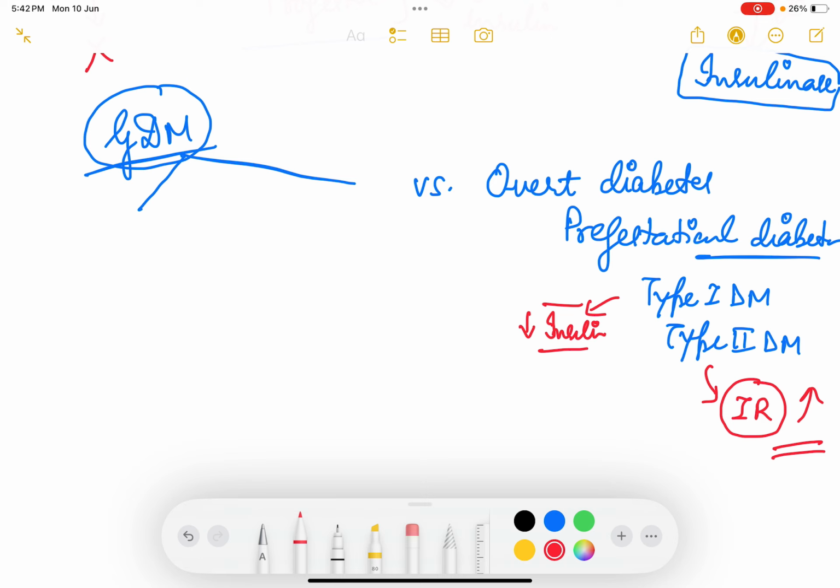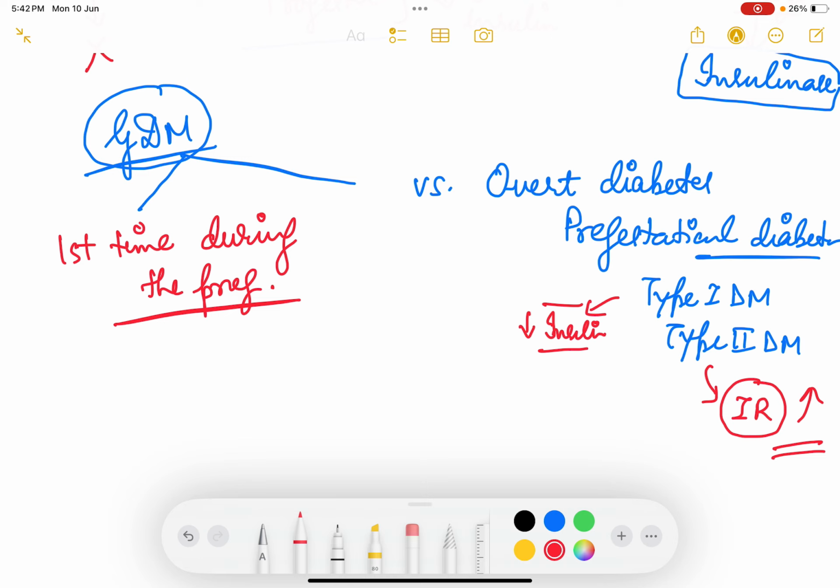So if the patient is having diabetes from before pregnancy, it will be pre-gestational or overt diabetes, whereas diabetes detected first time during the pregnancy is termed as gestational diabetes mellitus. Okay, so let us focus upon GDM.